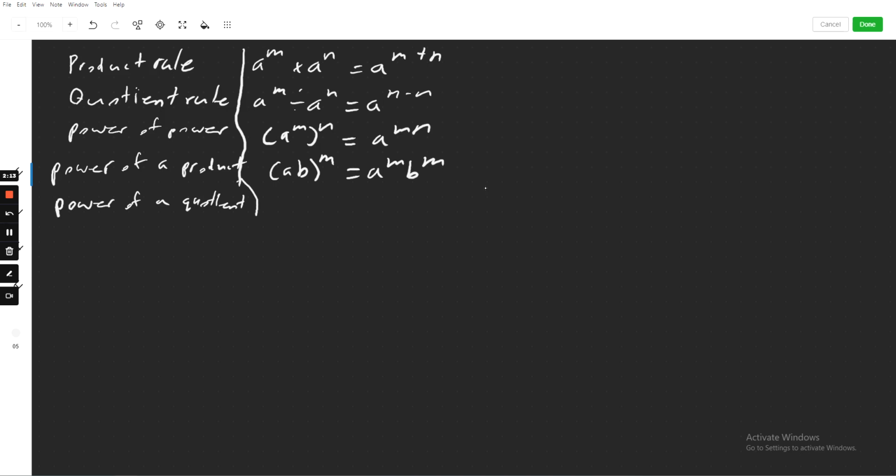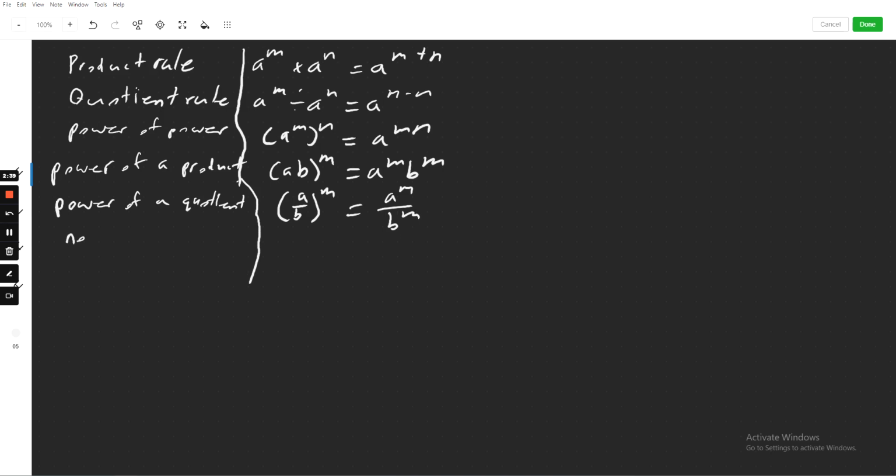So this would be when inside the brackets, it is a division to the power of m. Then we distribute again, but this time it'll be a to the power of m divided by b to the power of m. The next exponent law is the negative exponent rule.